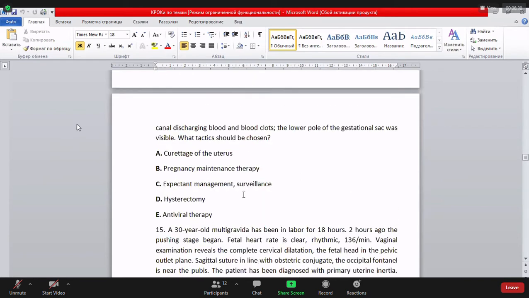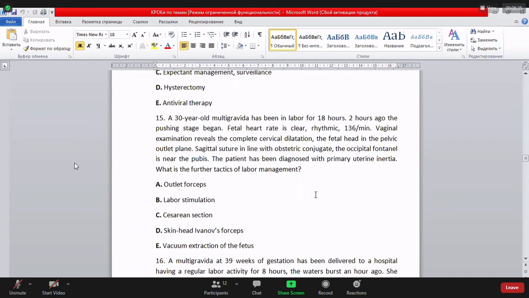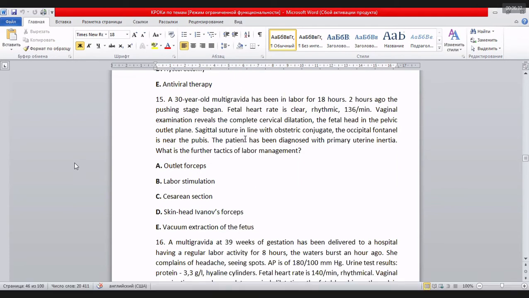Antiviral therapy makes no sense here, and there is no sense to even explain it. Number 15, a 30-year-old multigravida has been in labor for 18 hours. Two hours ago, the pushing stage began. Yes, it is the second stage of labor. Fetal heart rate clear, rhythmic, 136. Vaginal examination revealed complete cervical dilation. The fetal head is in the pelvic outlet plane, yes, on the pelvic floor.